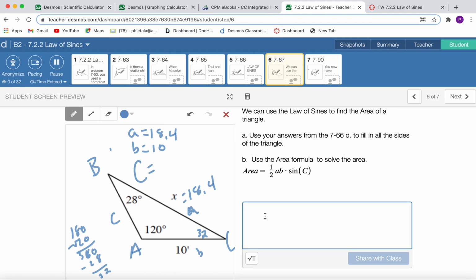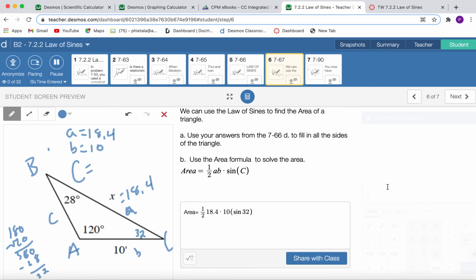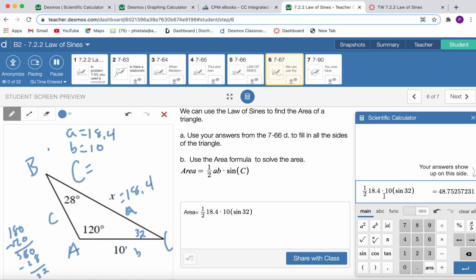So our area formula, we have the area equals 1/2 times 18.4 times 10 times the sine of 32. Type all that in. You get 48.7. Our area equals 48.7.